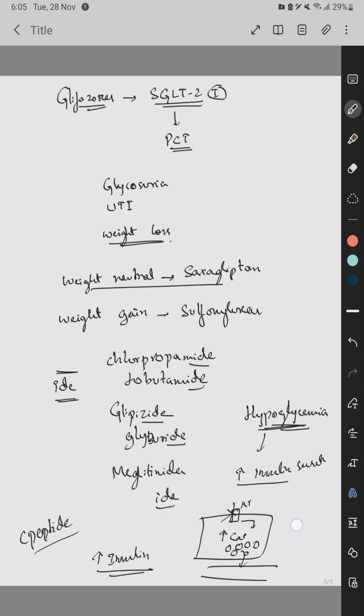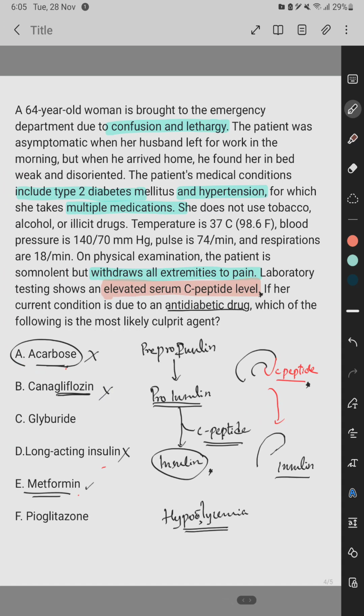Now tell me which is the answer for this. What is the answer for this question? Canagliflozin ruled out, pioglitazone ruled out, long-acting insulin not, metformin is not an answer. So the answer is glyburide, which is a sulfonylurea, a second generation sulfonylurea, and it causes hypoglycemia, also weight gain. Another side effect of the sulfonylureas is a disulfiram-like reaction. Okay, so today's answer is glyburide.